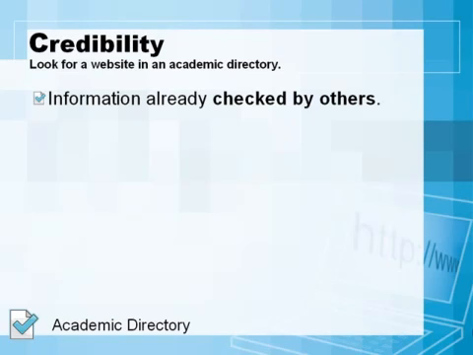First, the information has already been checked by others, usually an editor of some type. That person has applied similar criteria to what you're learning here to make sure that you're looking at a quality site. Therefore, you don't even have to continue the evaluation process for using a site from an academic directory.